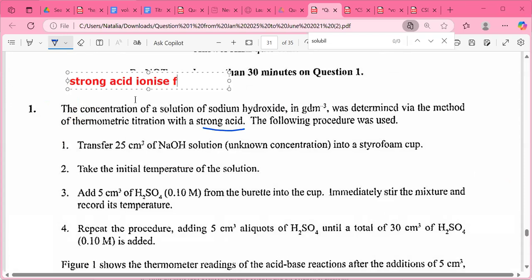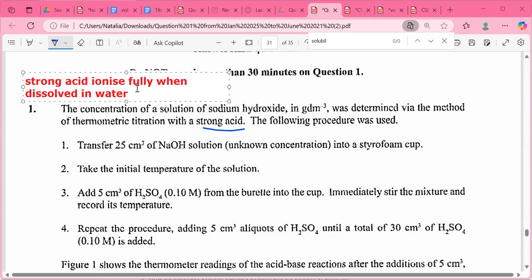Ionizes fully when dissolved in water. So when a strong acid is placed in water, it fully ionizes when it dissolves in water. A weak acid only partially ionizes when dissolved in water.